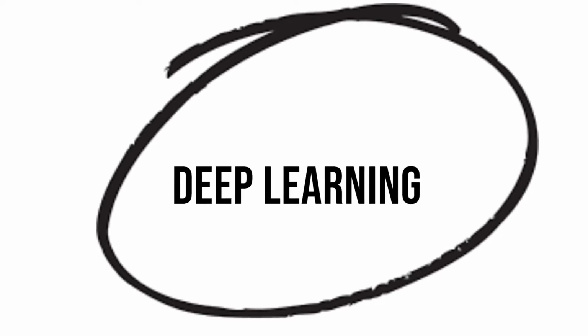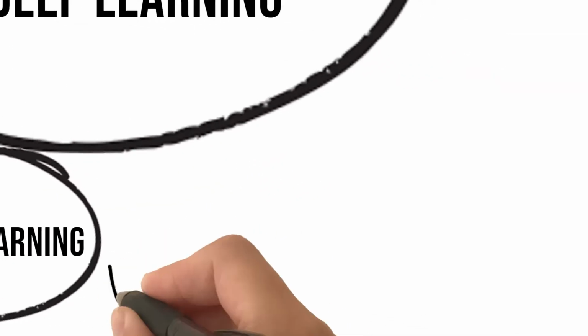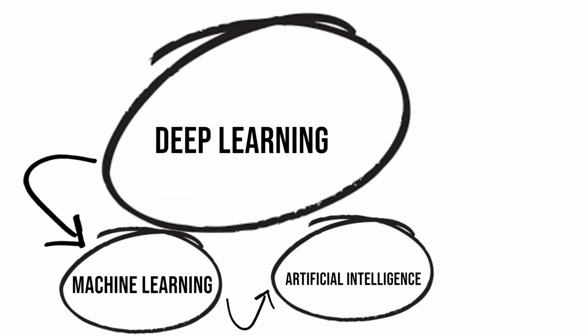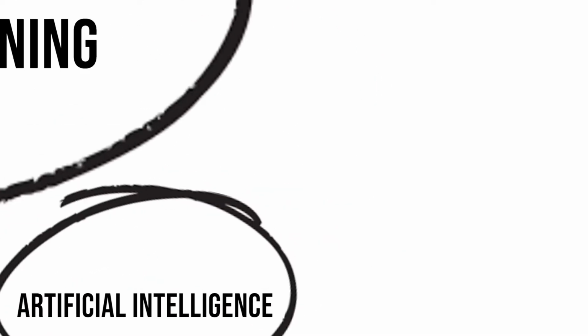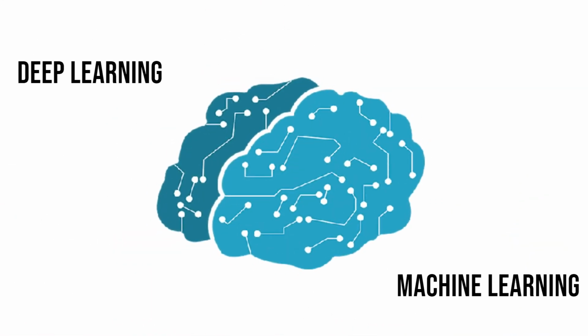Deep learning is a subset of machine learning, which in turn is a subset of artificial intelligence. Artificial intelligence is a technique that enables a machine to mimic human behavior. Let's understand deep learning better, on how it's different from machine learning.